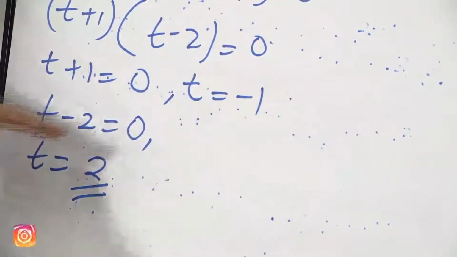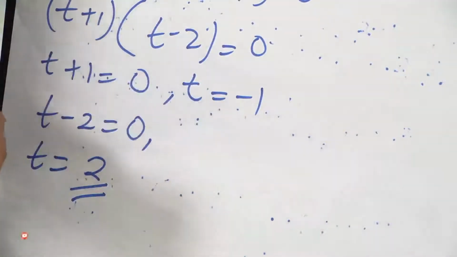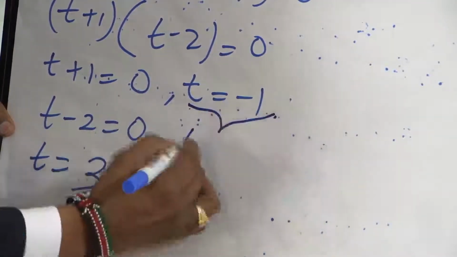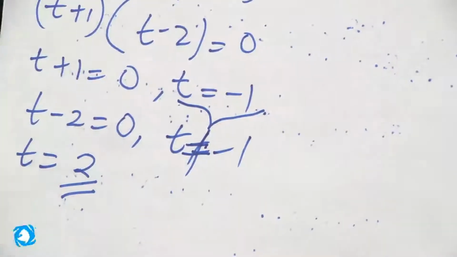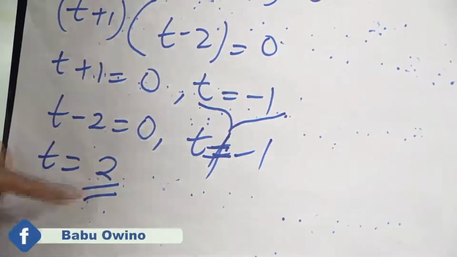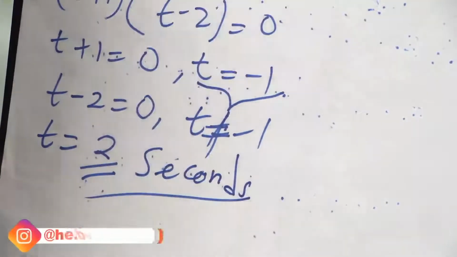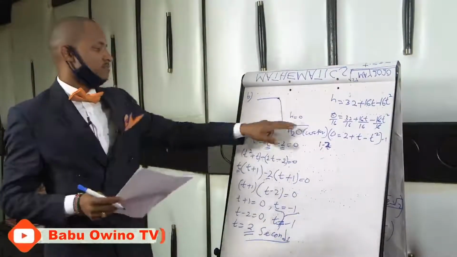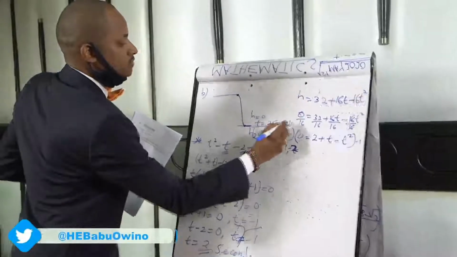Both are in seconds. But we can see one of the values is -1. Time cannot be negative, therefore this is not practical. So we go with the value of t equals 2, and you write the SI unit of time, which is seconds. So that is the first part of the question: the time he took to hit the water surface. At the water surface, the time is 2 seconds.